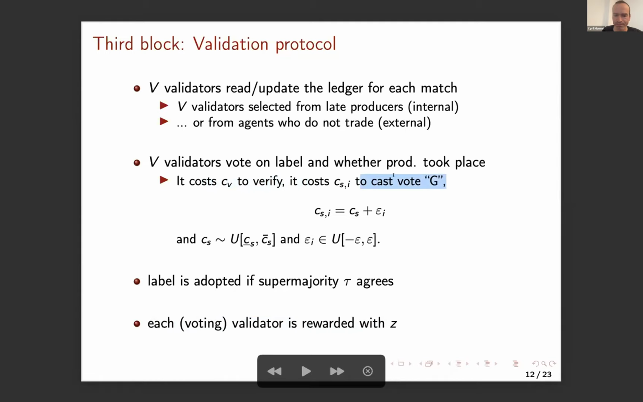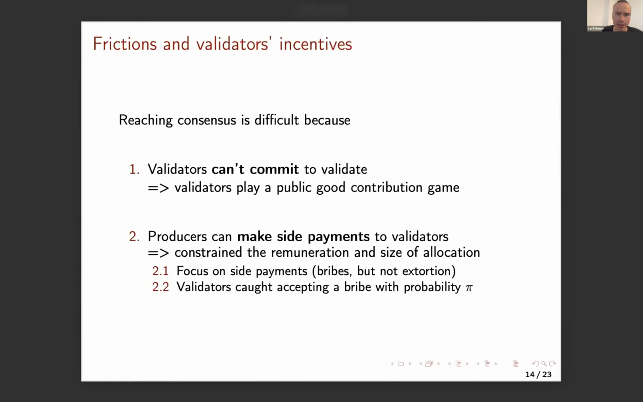Okay, so I went through that. Up to now, I haven't introduced any frictions, really. But here, reaching consensus among validators is going to be difficult. Why? Because validators cannot commit to validate, so you cannot force them to validate. And producers can make side payments to validators. Those are the two frictions that we consider here.